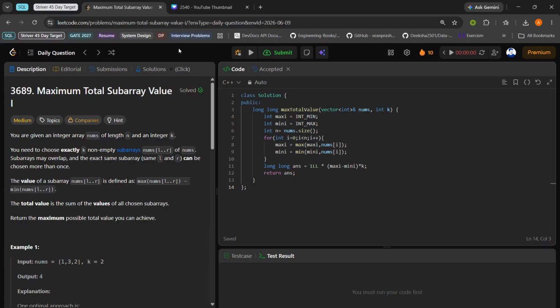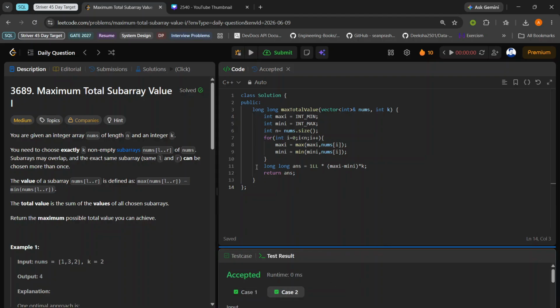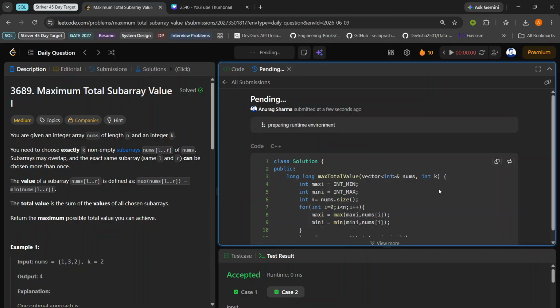So let us run this problem on LeetCode. Yeah, you can see that we have passed the test cases. So let me submit this problem.